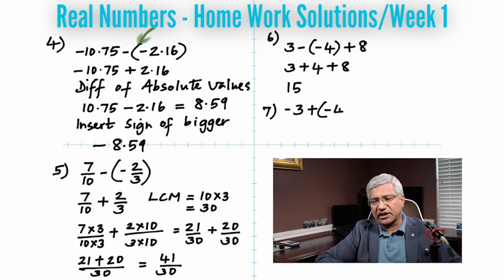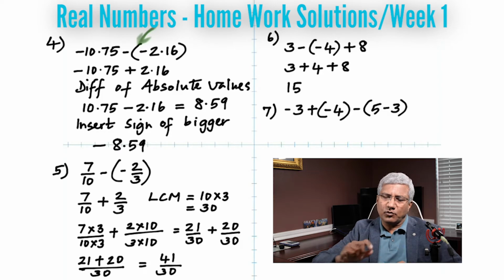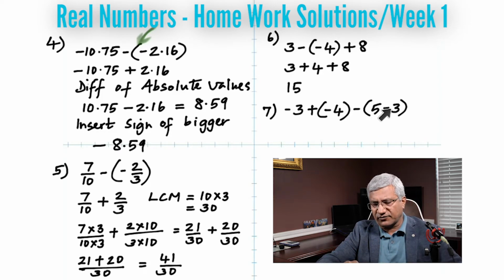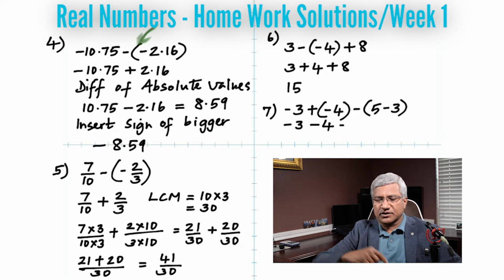Brings us to number 7. That's negative 3 plus negative 4 minus 5 minus 3. Okay. So here, what you got to do first is see what's inside the parenthesis. 5 minus 3 becomes 2. And then plus times minus is minus. And then there is a negative outside. So that's a negative. So you have 3 negative numbers. What do you do? Just add all the absolute values, which are 3, 4, and 2, which will give you 9, and then put the negative sign. So that's negative 9. All right. Hope you're progressing well.